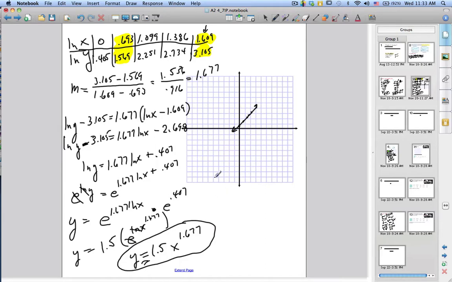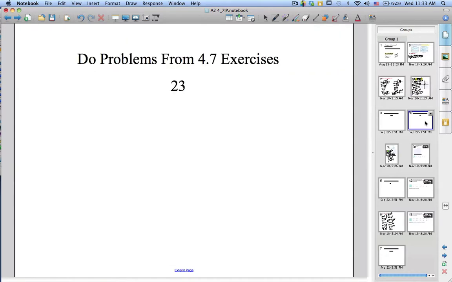Again, long and difficult, right? A little complex. Just be very meticulous in doing the work one step at a time. I only want you to do one of these. Do problem 23, and then come on back and we'll work on another problem.